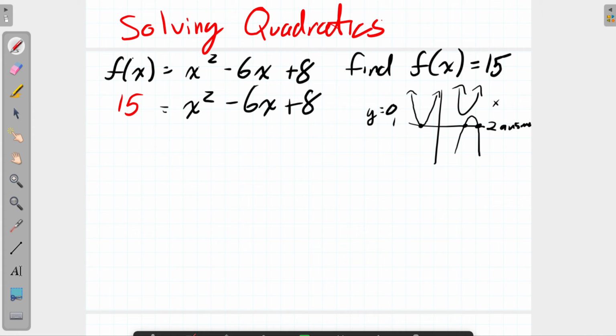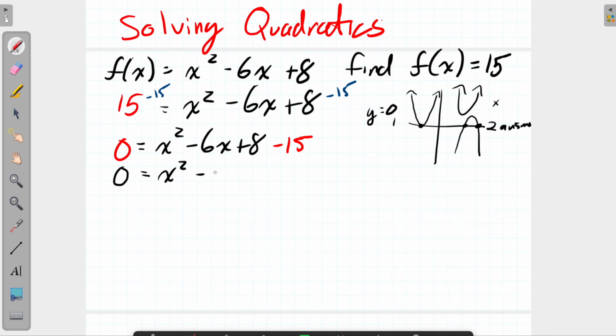When we do that, think of it as if we're just subtracting both sides of the equation by the number 15, okay? So when we do that on the left side of the equation, we have 0 is equal to x squared minus 6x plus 8 minus 15. Now we have, when we simplify, 0 is equal to x squared minus 6x minus 7. This is a quadratic that is set equal to 0, which means we can find the roots. And those roots are going to be the answer or the x values that allow this specific equation, when substituted into x, to equal 15.